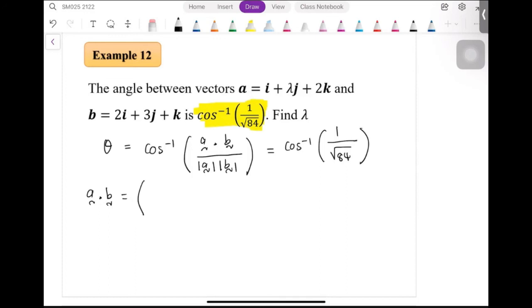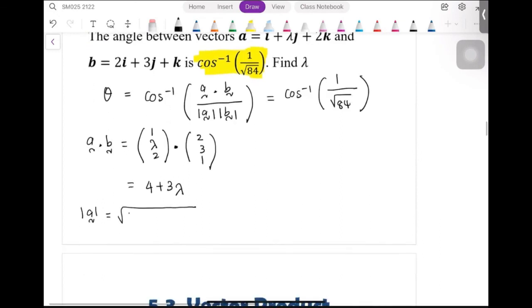So if I transform A into a column vector, we have 1, lambda and 2. Dot with vector B, we have 2, 3 and 1. Simplify this up, we would get 4 plus 3 lambda. And then for the magnitude part, magnitude of A would be square root of 1 plus lambda squared plus 4. And then for magnitude of B, we would get 4 plus 1 plus 9. So this would be equal to sec 14.